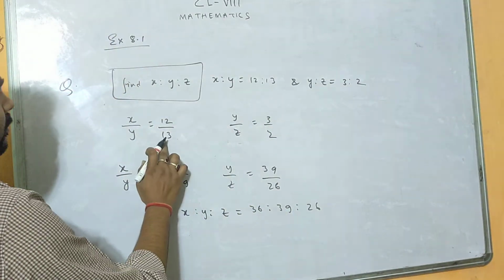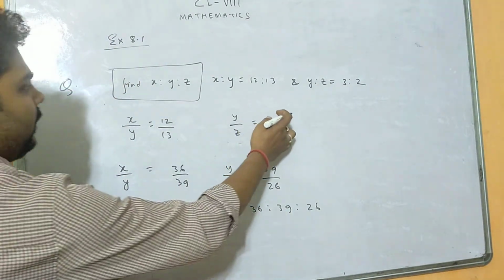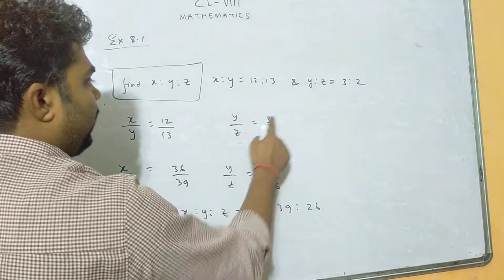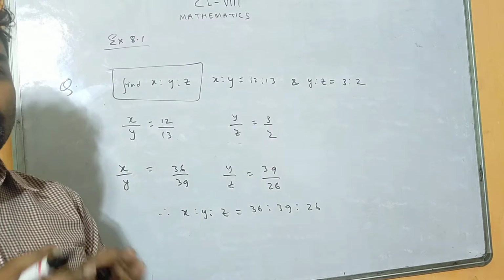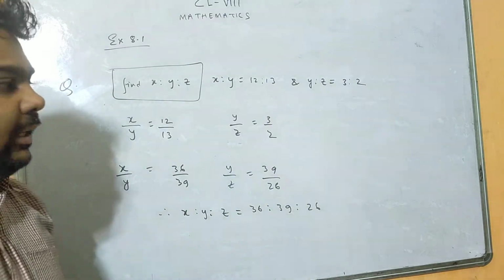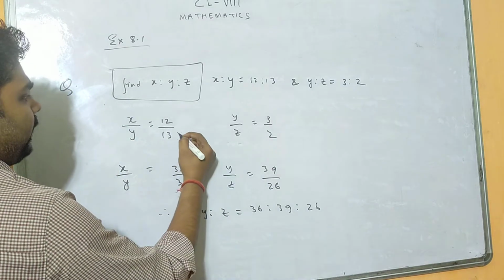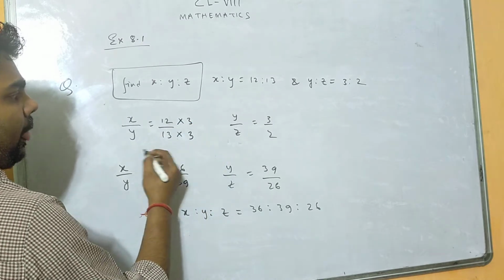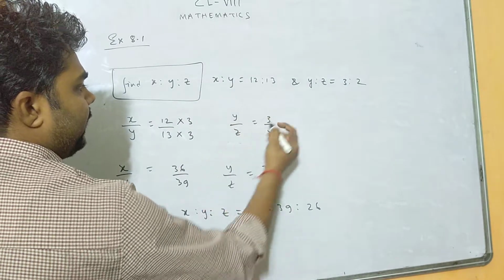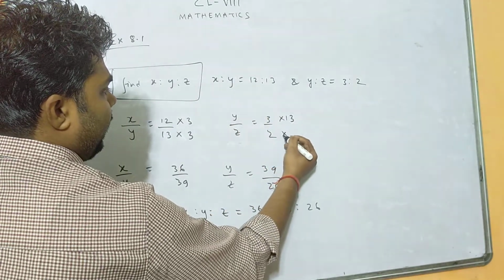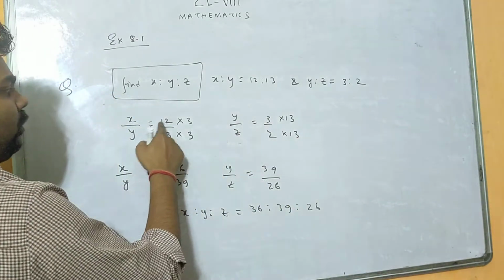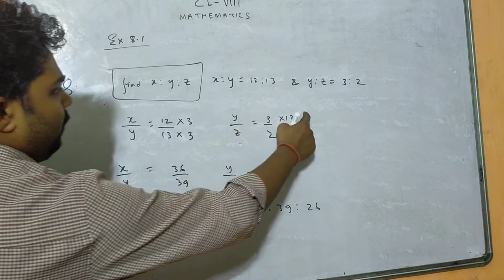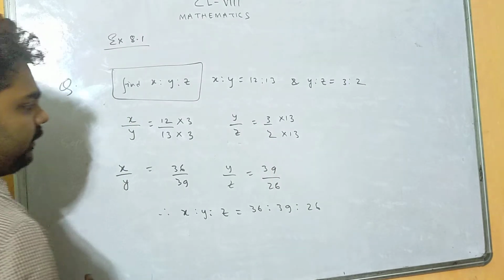Now what is the LCM of 13 and 3? You see, y value one time it is 13 and the other time it is 3. So we have to find the LCM of 13 and 3, that is 39, right? So in order to make this one 39, how much we have to multiply 3? So down 3 are multiplying, then up 3. So this one you have to make 39, so how much we have to multiply here? 13 and down 13, right? So 12 into 3 is 36, 13 into 3 is 39, 3 into 13 is 39, 2 into 13 is 26.